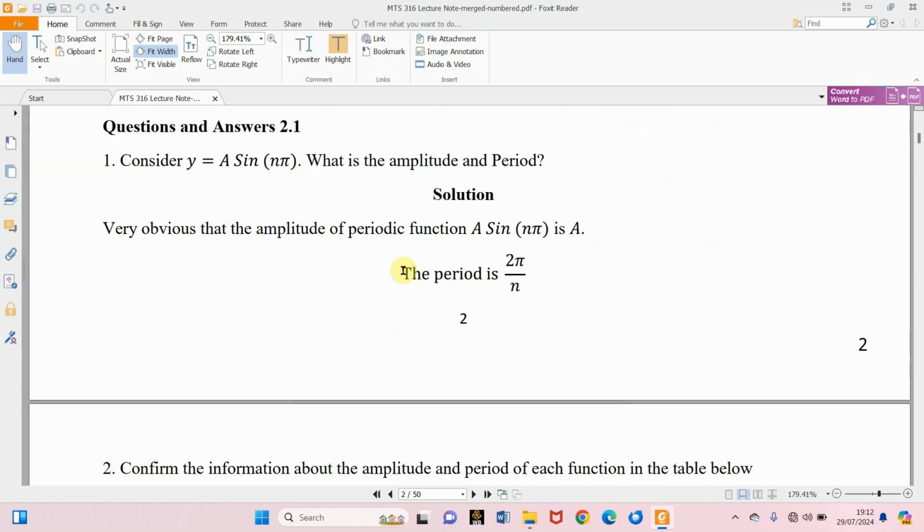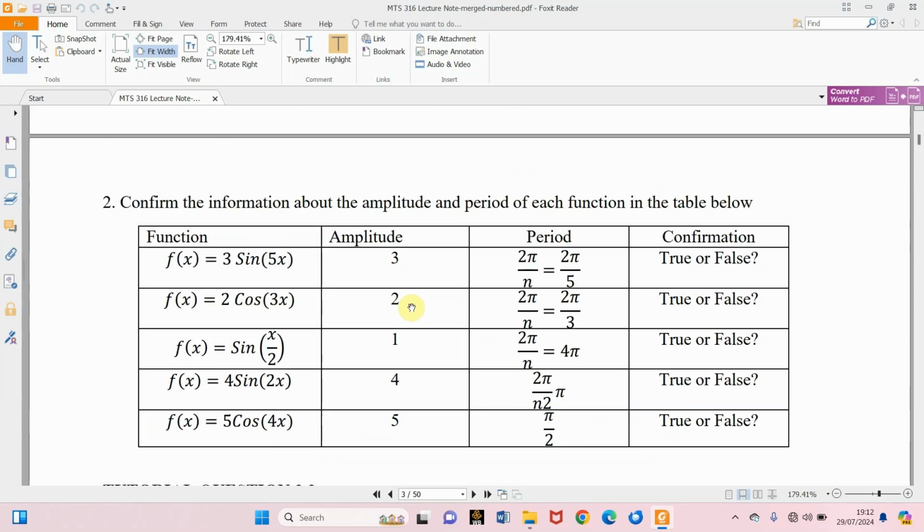Now let's consider this again. We are asked to confirm the following functions, and we are to confirm the amplitude. But don't forget that the amplitude is the coefficient of the trigonometric function. So here, 3 sine 5x, the amplitude is 3. 2 cos 3x, the amplitude is 2. Sine x over 2, don't forget that there is a 1 there, so the amplitude is the coefficient of the periodic function, which is 1. So we have it like that.